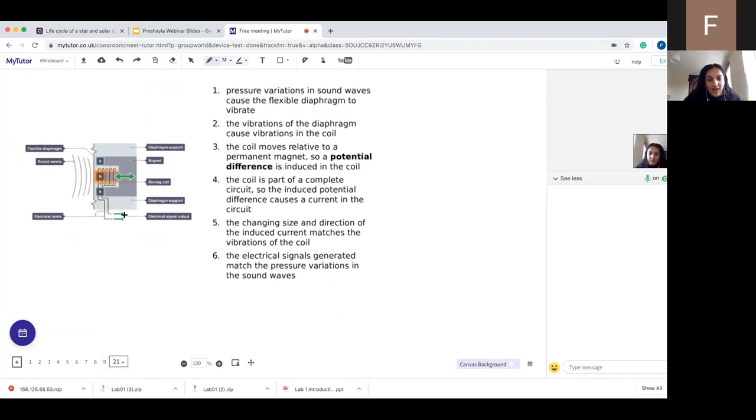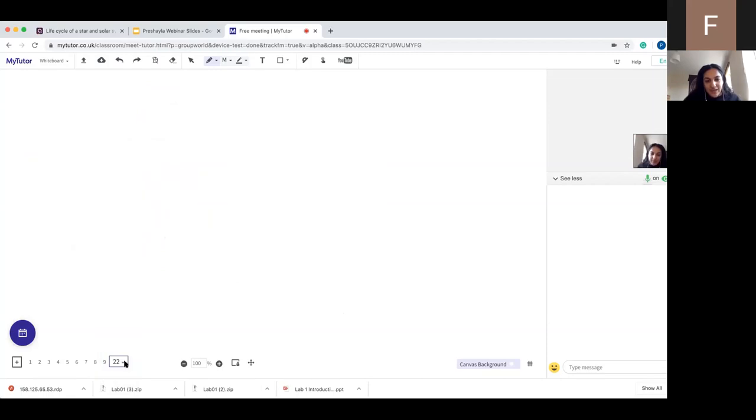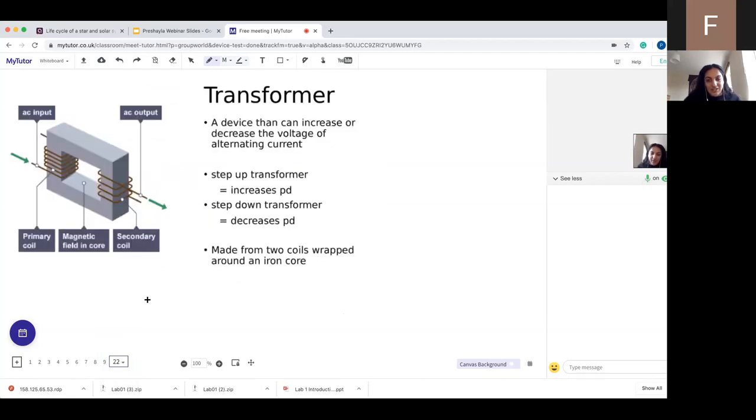Then we looked at how speakers use sound waves in a little bit more depth. Then we went on to look at transformers.